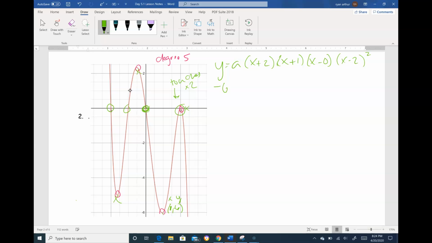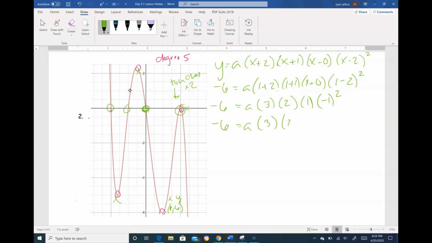So my y is -6, don't know my a, that's 1, 1, 1, and then 1. Alright, simplify the parentheses. That's 3, 2, 1, -1 squared. Let's go to the exponent. Negative 1 squared is 1. So then 3 times 2 times 1 is 6. Then we're going to divide by the 6. So a equals negative 1.